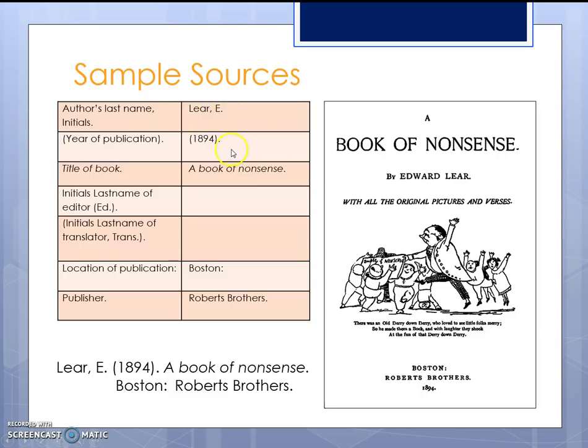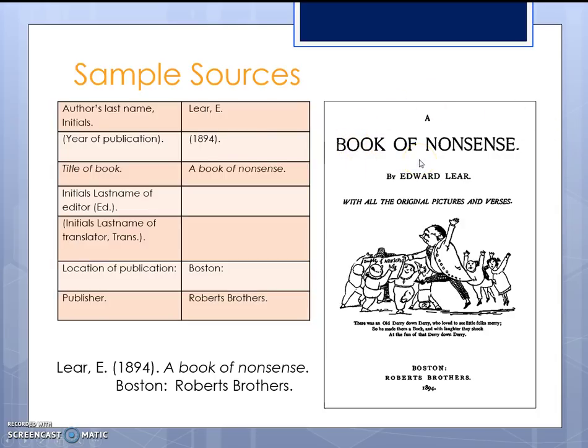Then we need the year of publication. And down here, we can see 1894 is my year of publication. Now notice that the formatting is exactly the same on your worksheet as it needs to be in your citation. The year is in parentheses followed by a period. Now we need the title of the book, and here we have it, A Book of Nonsense.